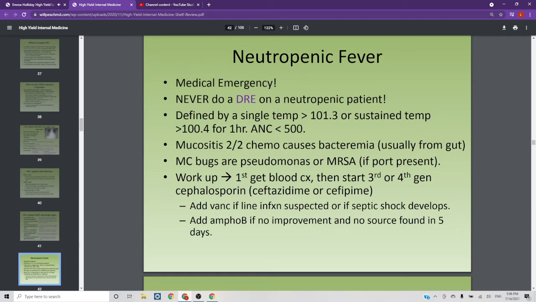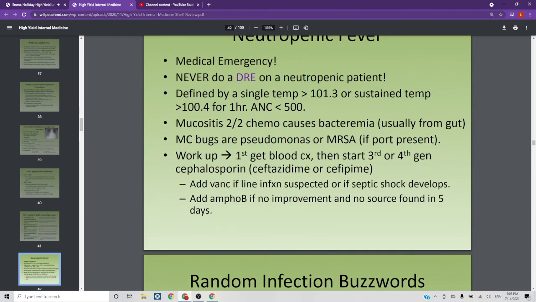And the workup here, you always want to get a blood culture, and then start antibiotics. So ceftazidime and cefepime are the most common drugs of choice. We'll add vancomycin if they've got a port or you've got reason to suspect a line infection. And if the patient doesn't get better within 5 to 7 days, add amphotericin because maybe it's fungal. So things to remember for the exam, this is a big deal, and don't put your finger in their butt.